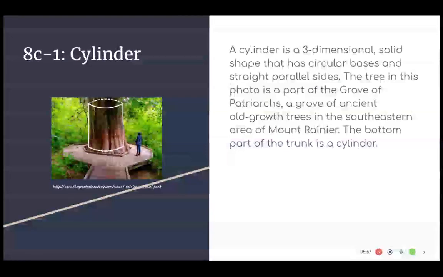A cylinder is a three-dimensional, solid shape that has circular bases and straight parallel sides. The tree in this photo is part of the Grove of Patriarchs, a grove of ancient old-growth trees in the southeastern area of Mount Rainier. The bottom part of the trunk is a cylinder. This is the bottom.